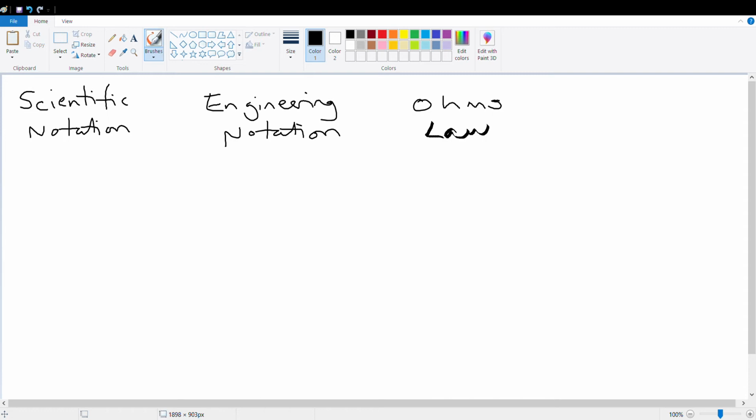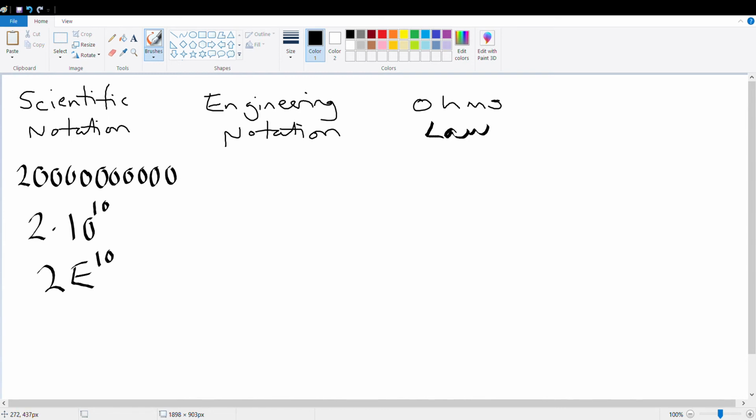So scientific notation is useful when you have numbers that are very large or very small, because it gets pretty tiresome having to write those out. And honestly, the human eye is not very good at registering how many zeros there are, for example. So something that has 10 zeros, it's better to write it as 10 to the 10, or sometimes there's an E, this type of thing.